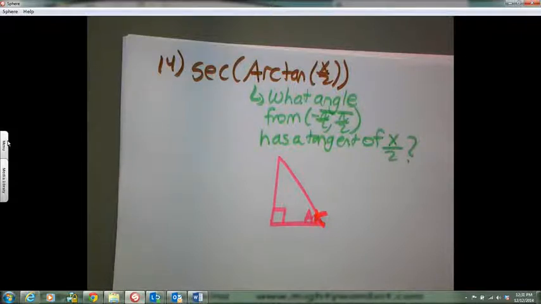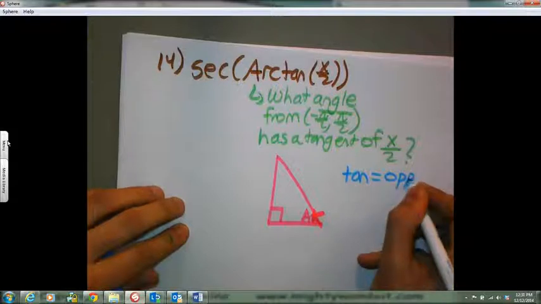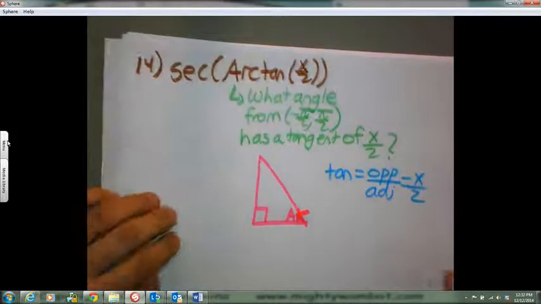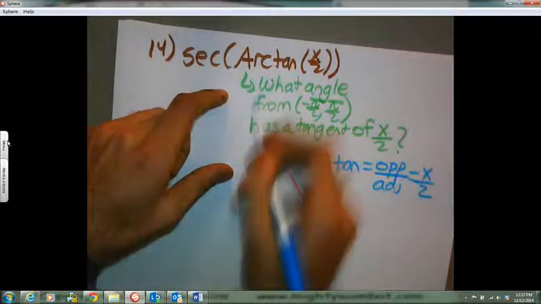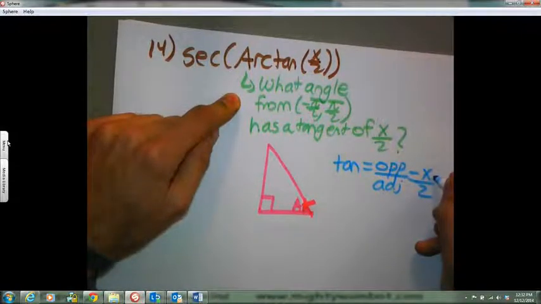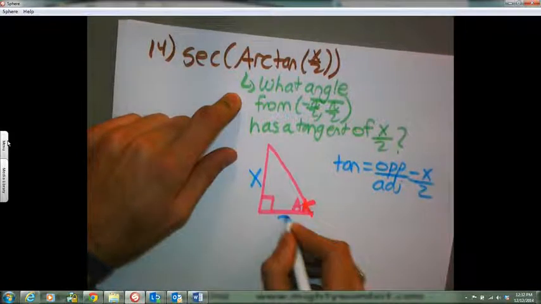Tangent, as you all will recall, tan equals SOHCAHTOA. So whatever angle answers this question has to have an opposite side of x and an adjacent side of 2. An opposite side of x and an adjacent side of 2.